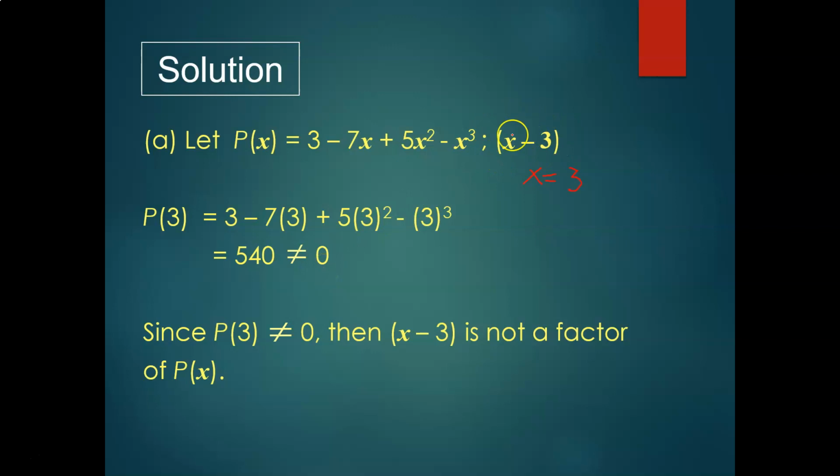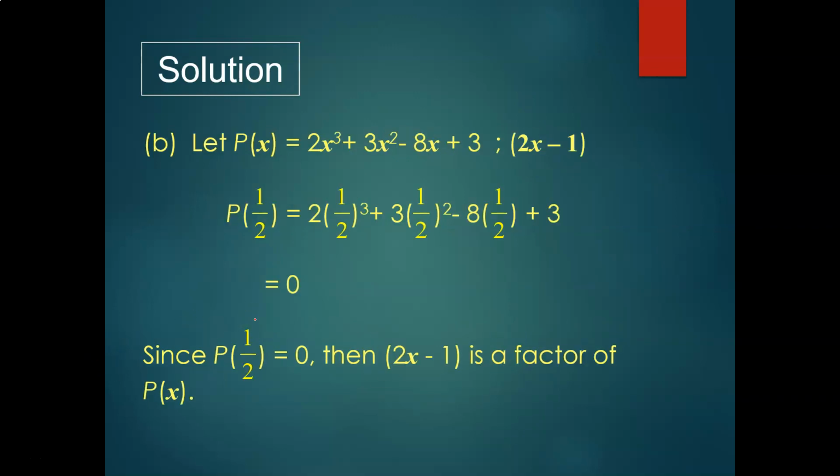So, meaning that when it is not equal to 0, this linear term just now is not a factor of p(x) because the remainder is not equal to 0. The remainder is the value over here, 540. So we can conclude that x minus 3 is not a factor of p(x).